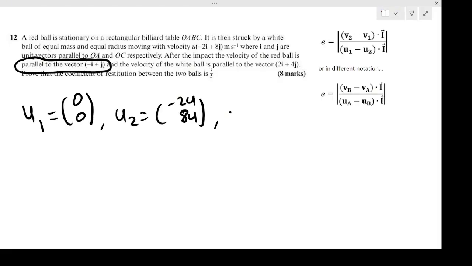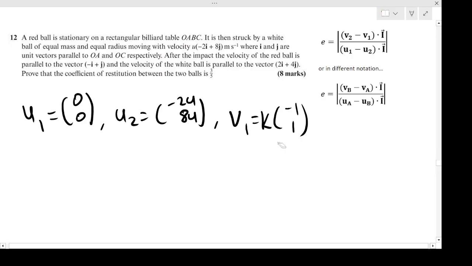The velocity is parallel to this. So what we can say is that v1, the final velocity of the red ball, if it's parallel to the vector minus i and j, we can't say it's minus 1 and 1. We can't say that. It's parallel to it. They're not the same thing, remember? So if it's parallel to this vector minus 1, 1, that means it's going to be a scalar multiple. So I'm going to call it k lots of minus 1, 1. Hopefully you're with me there. So remember, being parallel to a vector means it's a multiple of that vector. Okay, it's not the same vector, it's just a multiple. Again, I'm going to bring that multiple inside, so it's going to be minus k and k, for some number k.